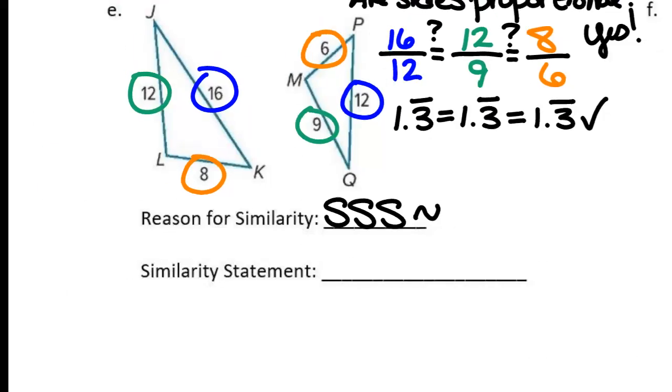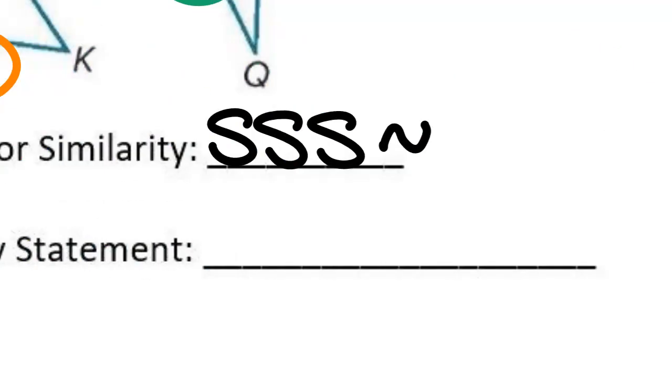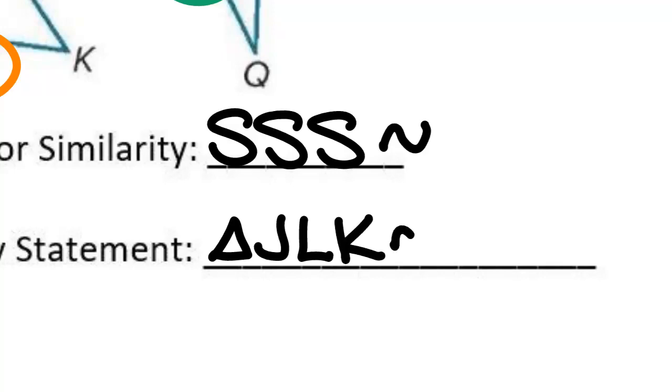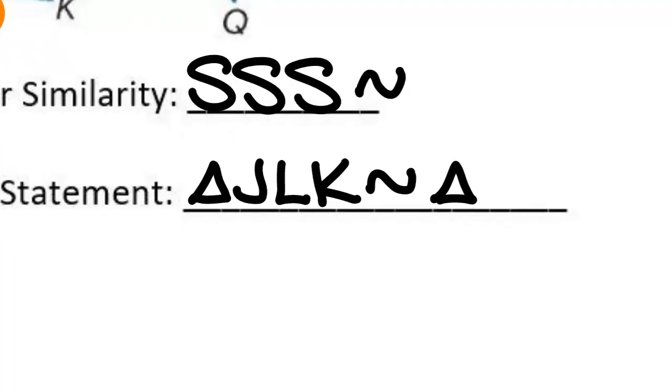All right, let's name our left triangle first. What do you want to call the left triangle? JLK. Triangle JLK is similar to triangle. Now I have to pay attention, and this is where my colors come in handy. I have to pay attention to which pieces are coming together because I have to make sure to match up these proportional sides, and I have to make sure to match up my corresponding angles.